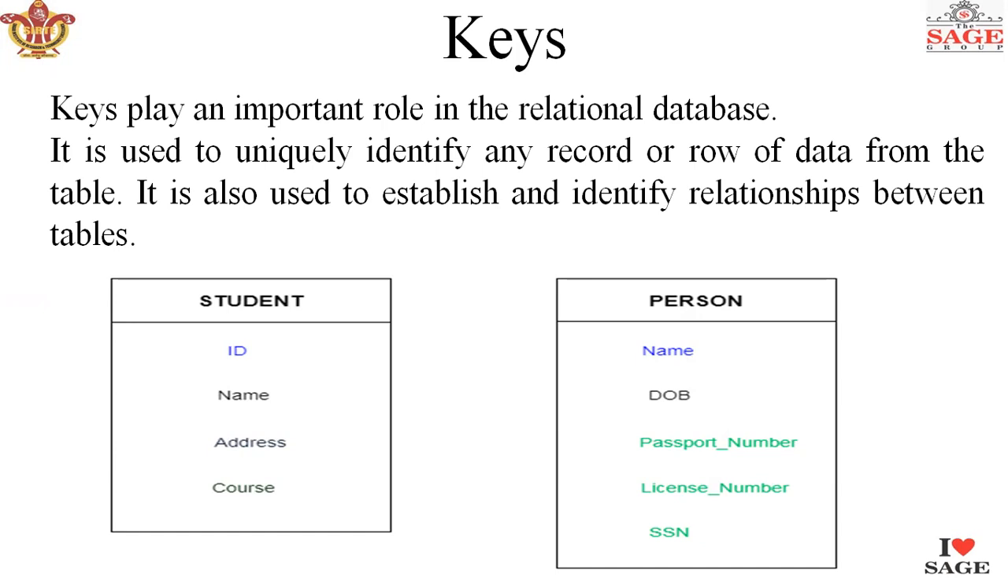Here table 1 is named students and table 2 is named person. The students table has the attributes ID, name, address, and courses. The person table has the attributes name, date of birth, passport number, license ID, and SSN number. These are keys since they are unique for each person. These are the attributes which uniquely define a particular person.